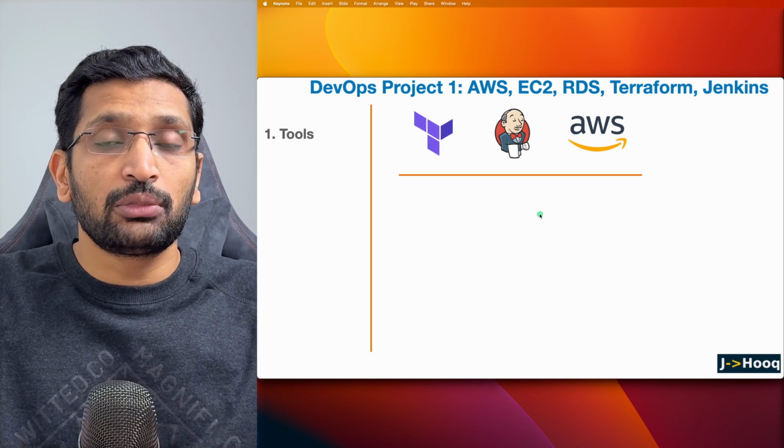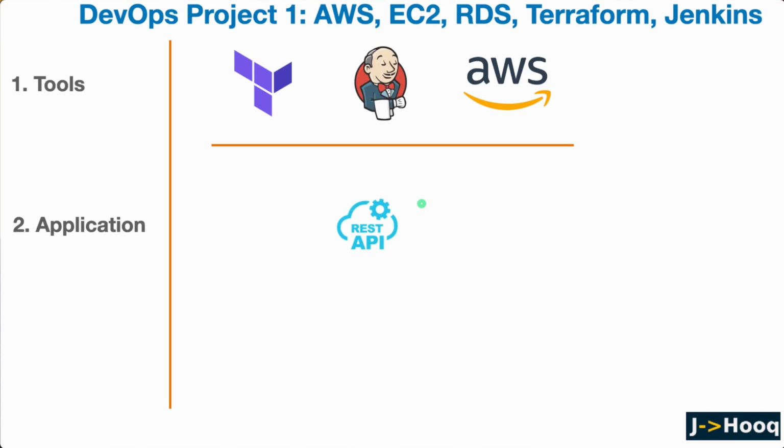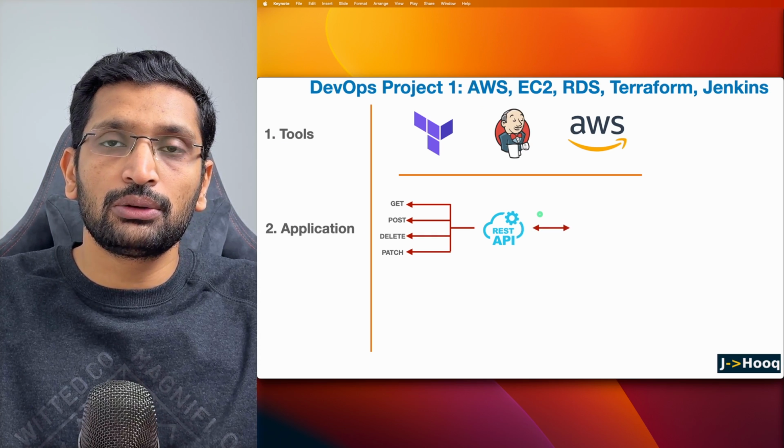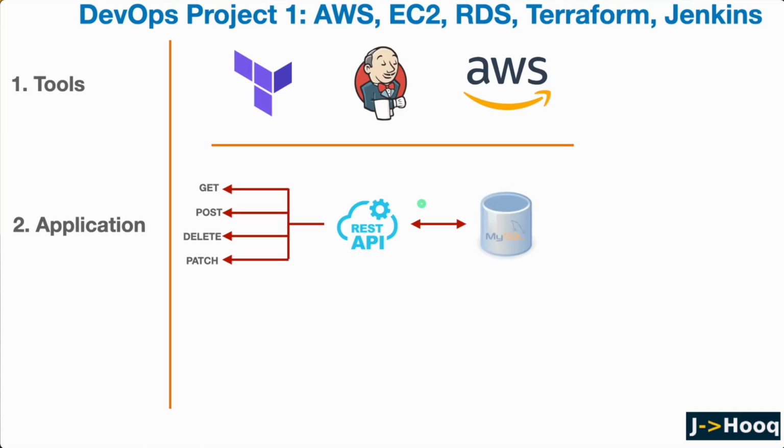The second category is the application. For the application, we will be building a REST-based web application with some REST endpoints. Those REST endpoints will be able to store data in the database, which will be our RDS instance using MySQL. And this whole application is going to be a Python Flask application.